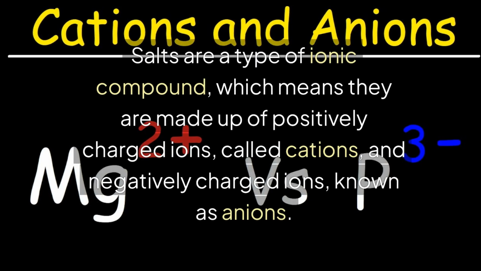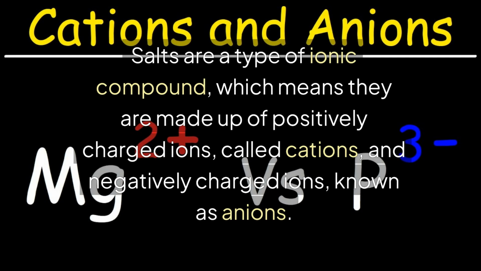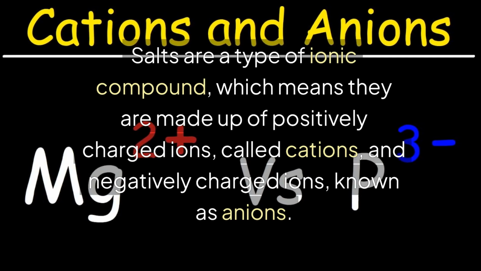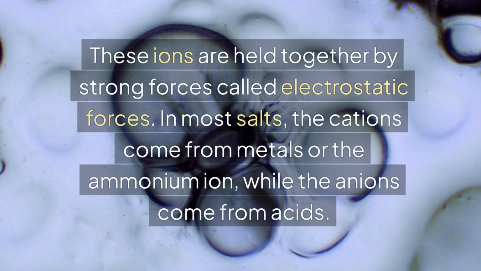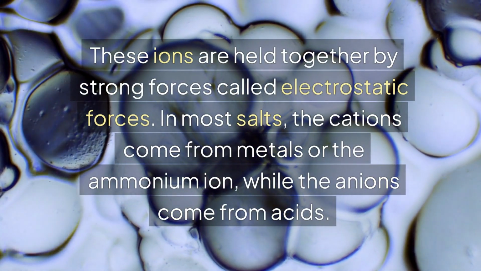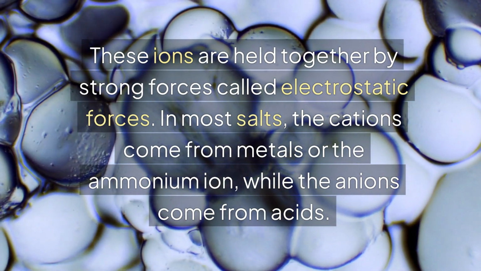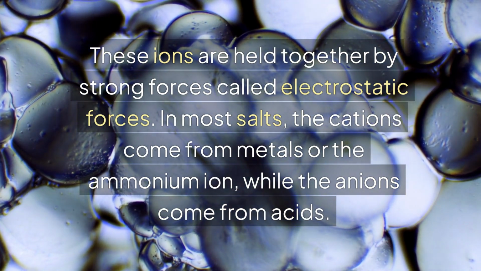Salts are a type of ionic compound, which means they are made up of positively charged ions, called cations, and negatively charged ions known as anions. These ions are held together by strong forces called electrostatic forces. In most salts, the cations come from metals or the ammonium ion, while the anions come from acids.